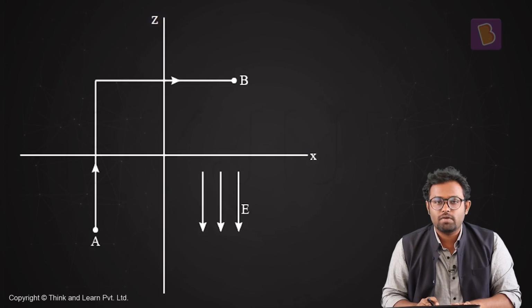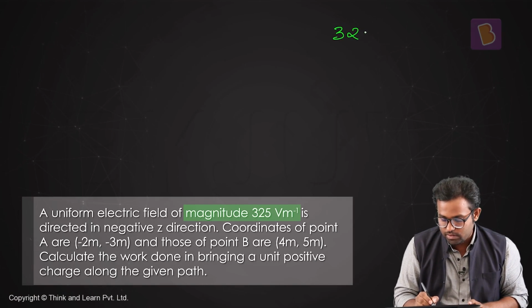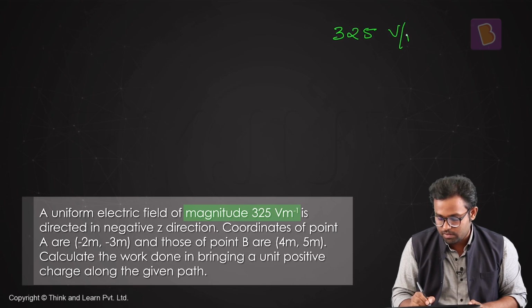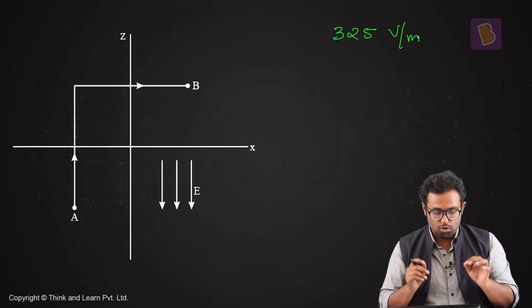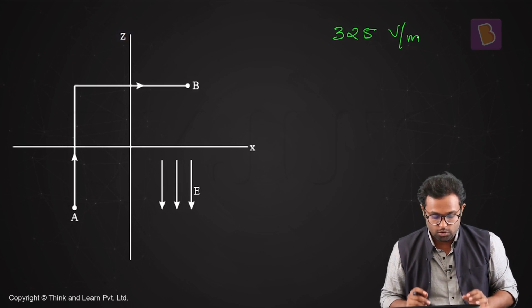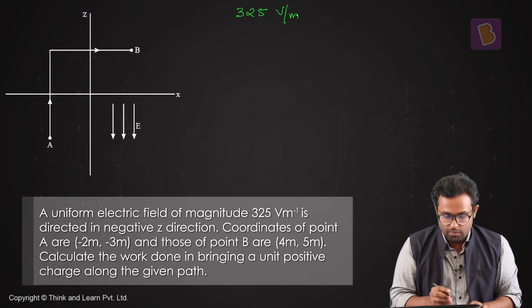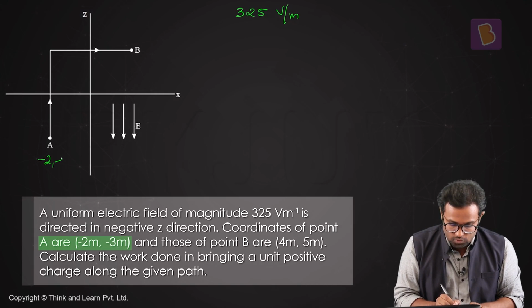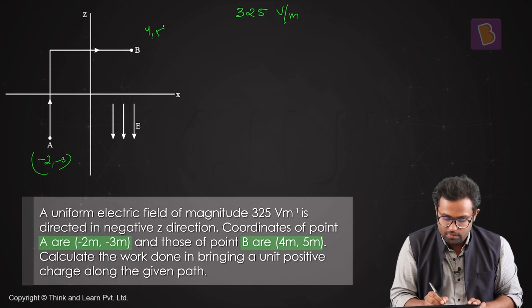So in this problem, you have a uniform electric field and the magnitude is given as 325 volts per meter. Okay, and we have got a motion of a charge from A to B, a unit positive charge, right? And the coordinates of A is given to you as -2, -3. Coordinate of B is given to you as 4, 5.